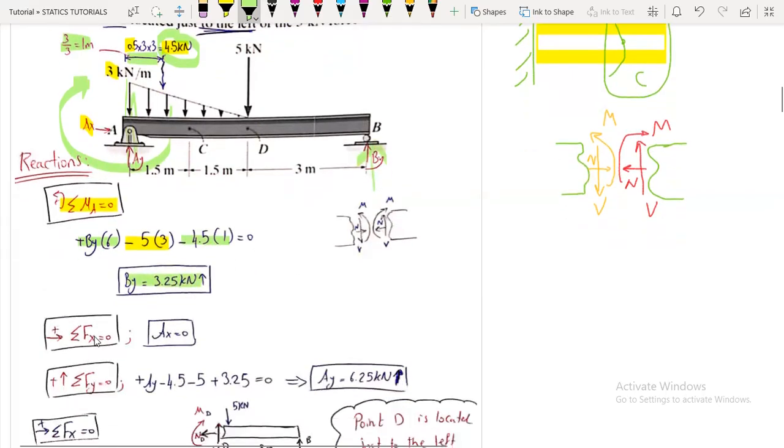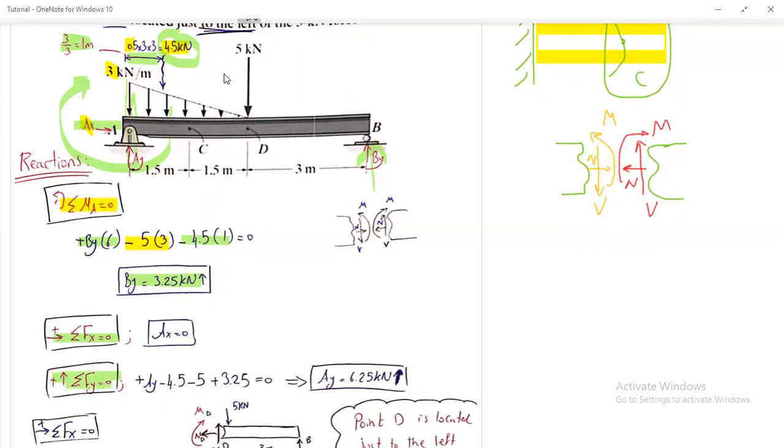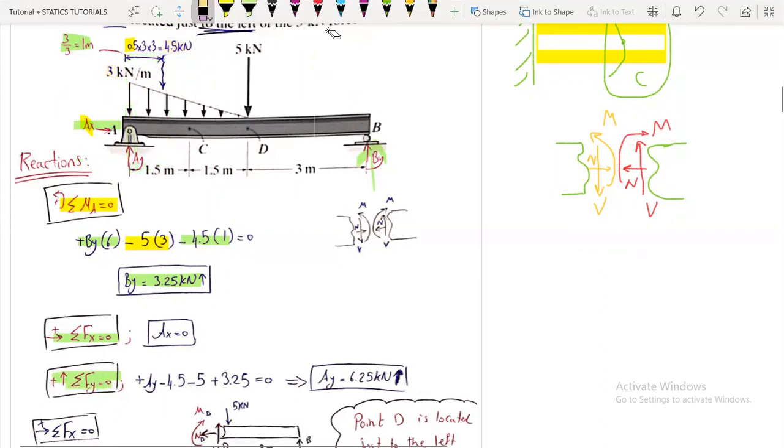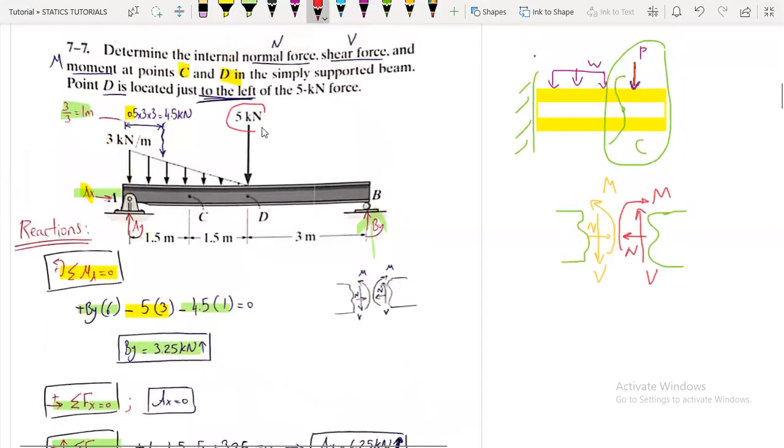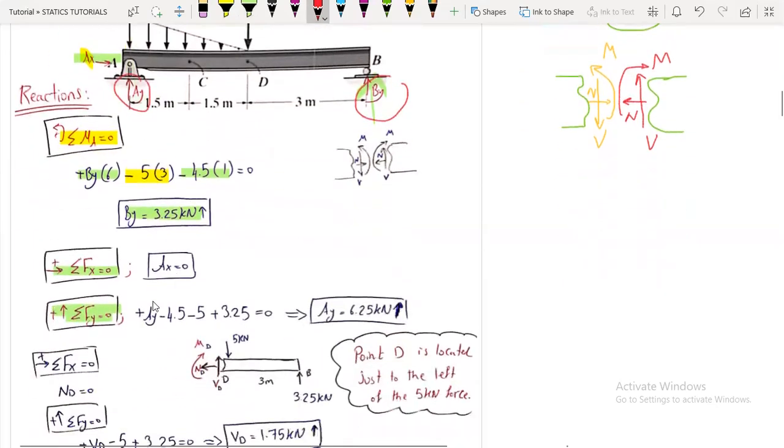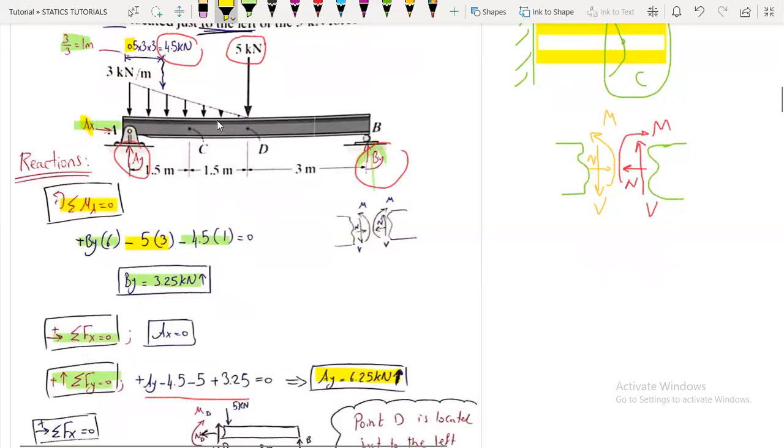Okay, now taking the summation of forces in the x direction, we'll get Ax equals 0, because we don't have any other components in the x direction. Now, taking the summation of forces in the y direction, we have minus 5 plus By, which is 3.25, minus 4.5 plus Ay, and we will get Ay to be 6.25 kilonewtons acting upwards.